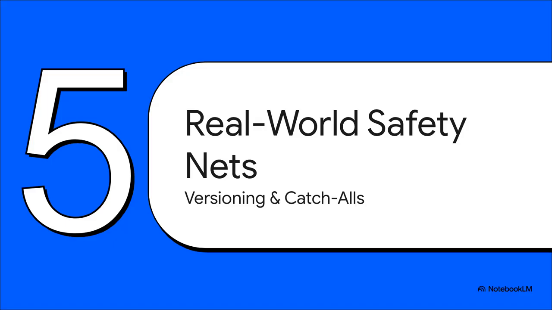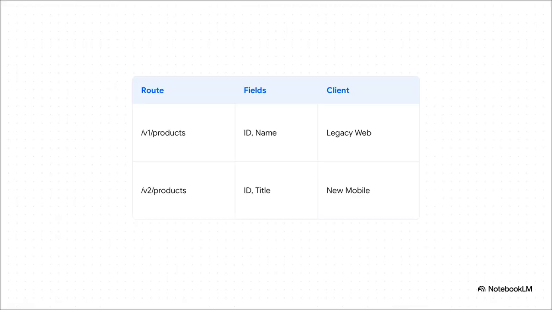Section 5. Real-world safety nets. Versioning and catch-alls. Okay, so we have our architecture built, but what happens when APIs evolve over time, or when clients simply make mistakes? Imagine you've got a legacy web app currently running on /API/v1/products. It expects the fields ID, name, and price. But suddenly you have a new requirement to build a mobile app, and that new app needs the field to be called title instead of name.